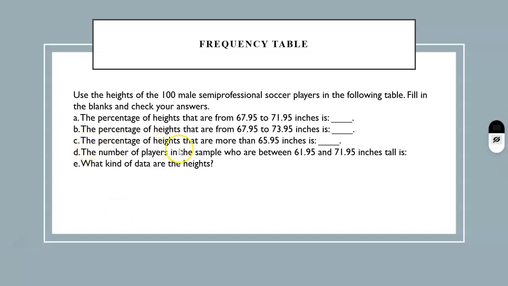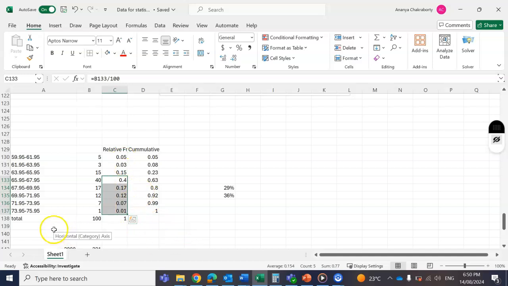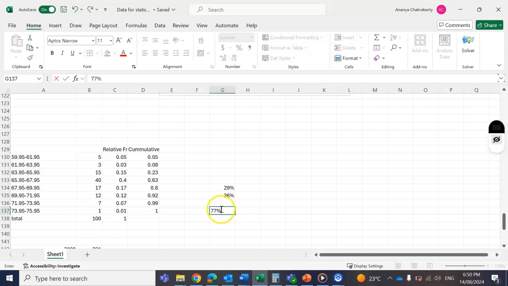Third one, the percentage of heights that are more than 65.95 inches is. So more than 65.95 means addition of all these, which is more than 65.95 till 75.95. So you can add all the percentages. So these three we already added, which has 36%, plus 40%, which is 76 and 77%. So for the third one, it is 77%.